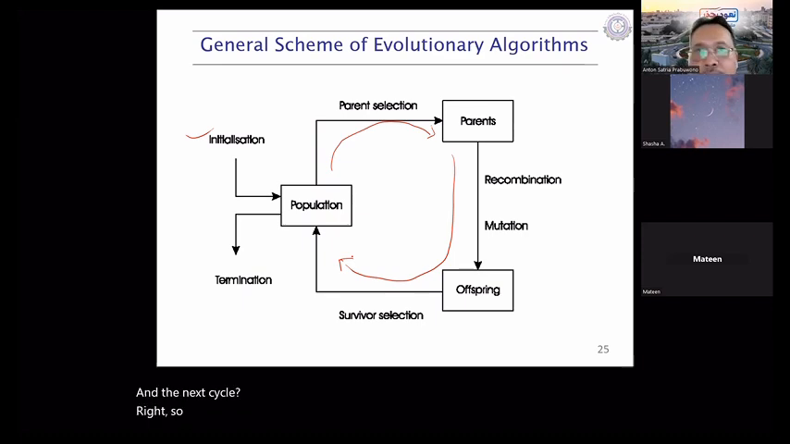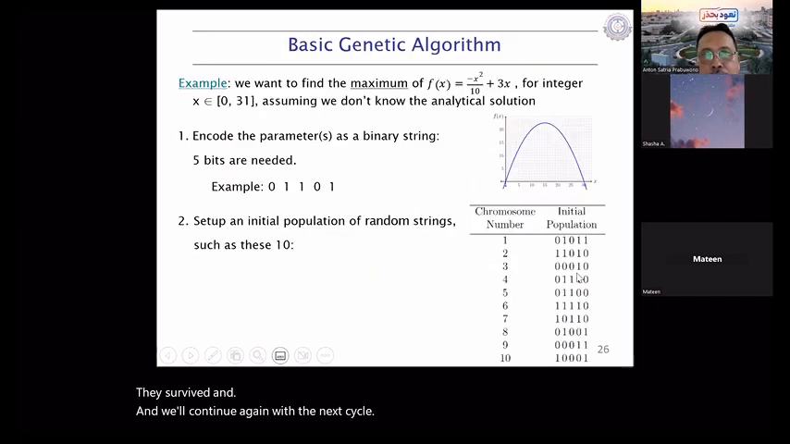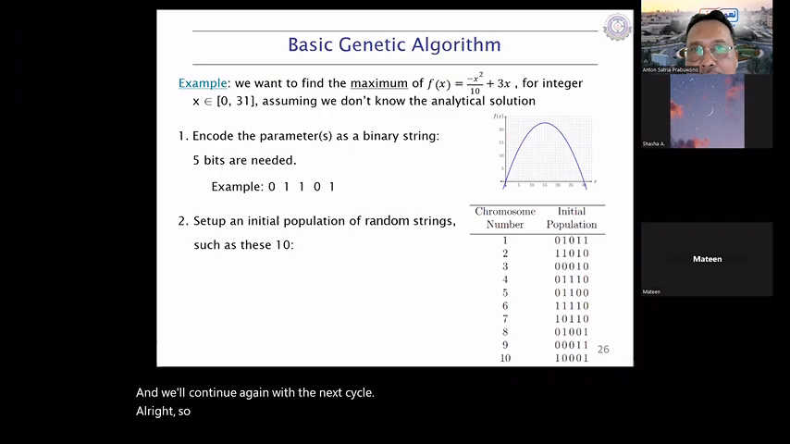Here we can say some individuals may be terminated because they cannot survive in the population. If they survive, then we continue again with the next cycle. All right, so this is the basic of genetic algorithms.